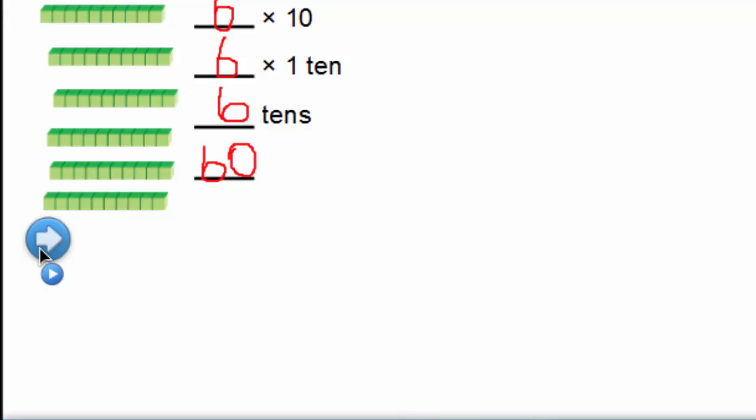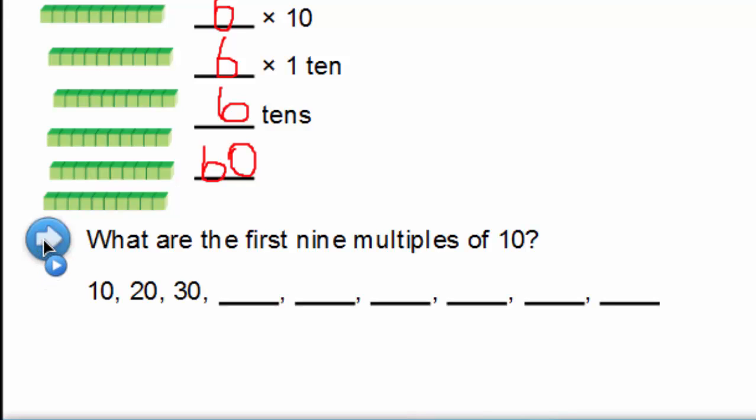Before we move on, let's look at this last point. What are the first 9 multiples of 10? We did a lot of them, but not all of them. We had 10, then 20 is 2 tens, 30 is 3 tens. What was 4 tens? 40. And then what was 5 tens? 50.